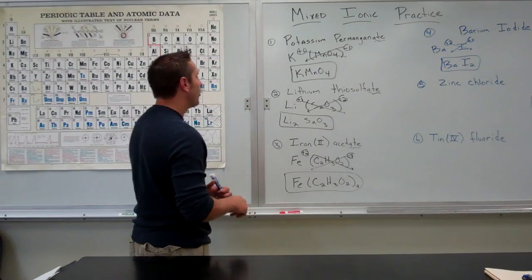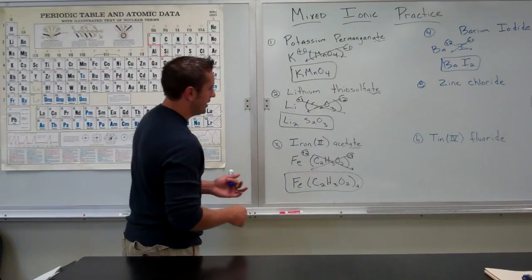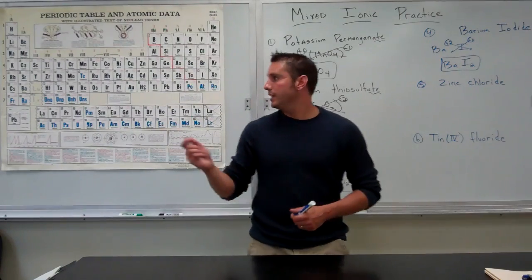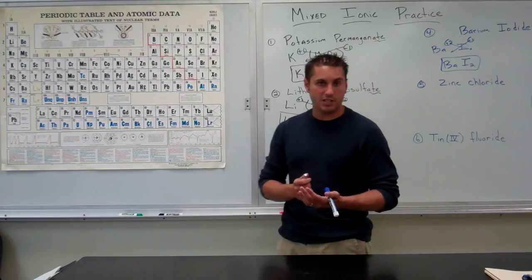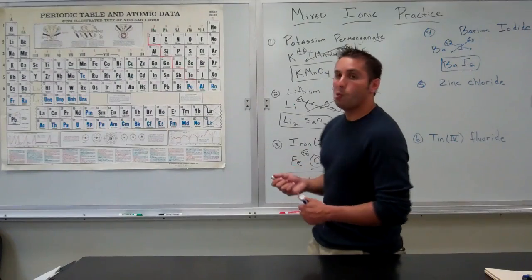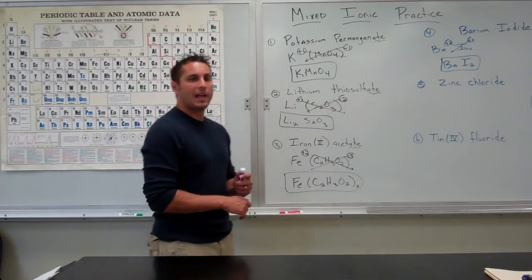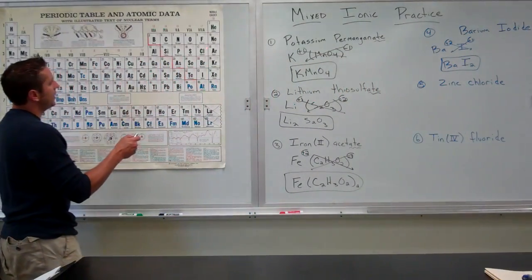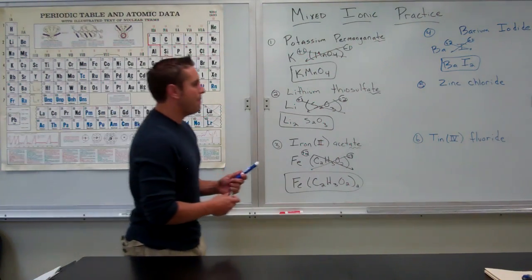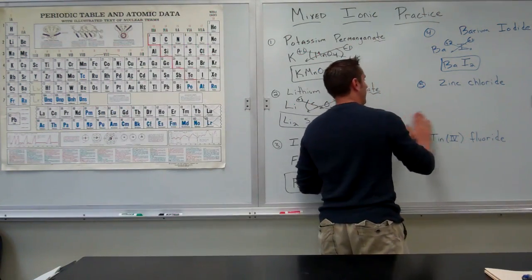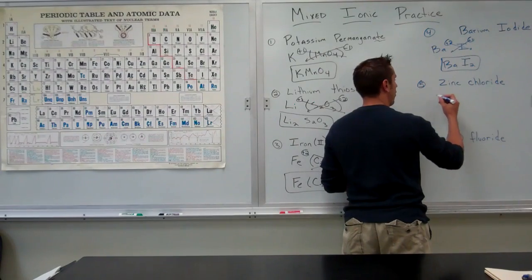Zinc chloride is the next example. Zinc is Zn. It lies to the left of the staircase, so it's a metal. Chloride is not one of our 3 polyions, so we're talking about Cl. Metal with a nonmetal means that we do symbols and charges and cross it.